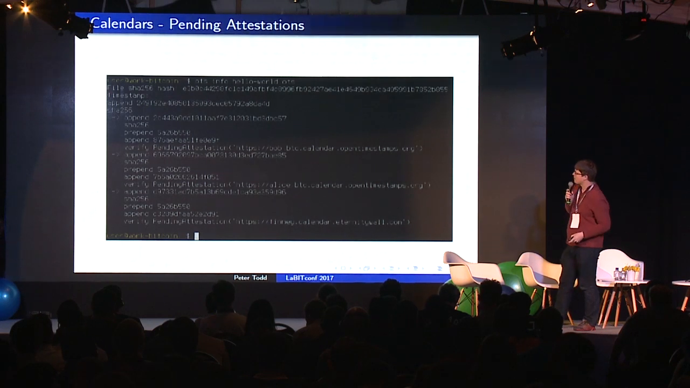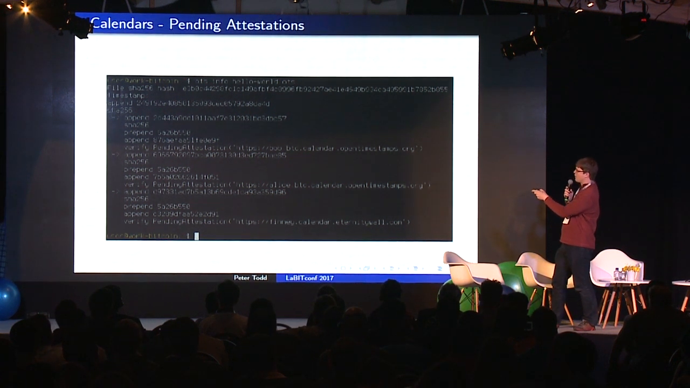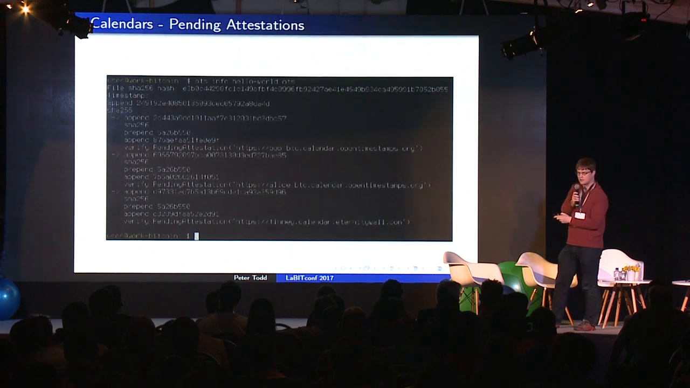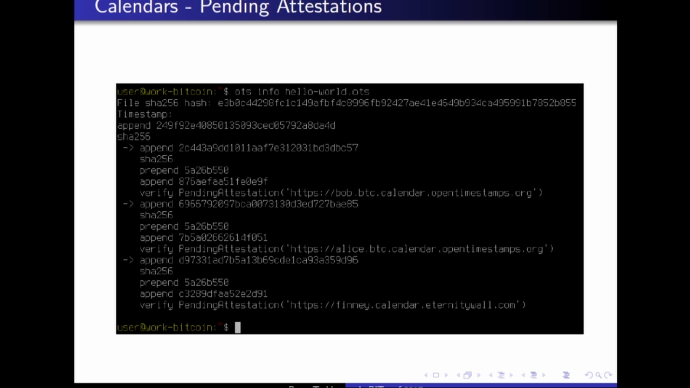So in this case, we've actually forked our proof into 3 different of these servers. And each one of those pending attestations says, when you verify, ask this server for the rest of the proof. Ask Alice, ask Bob, and ask Finney. And if any one of these servers gives you back the completion of the proof, you can save that indefinitely. Now you no longer need to trust them, and you can fully verify all the way back to Bitcoin.